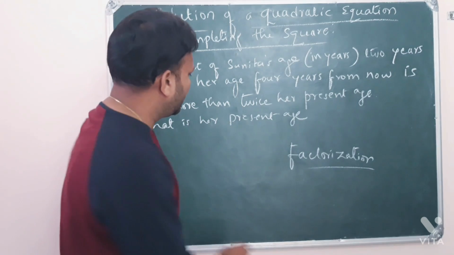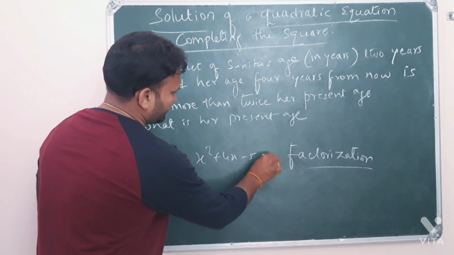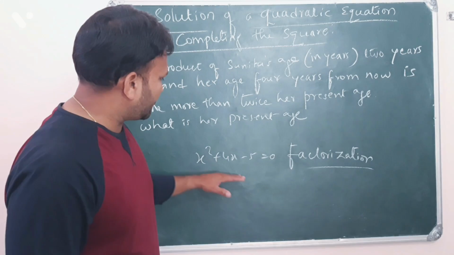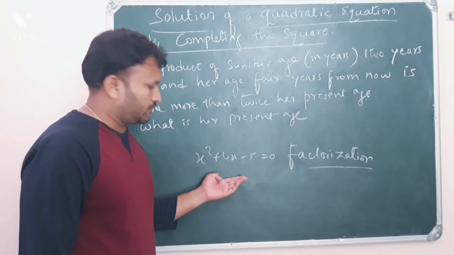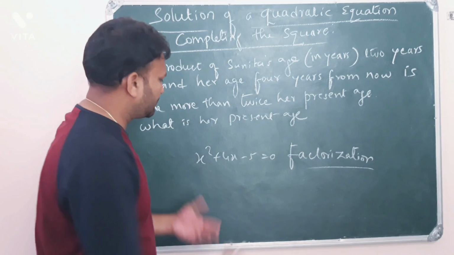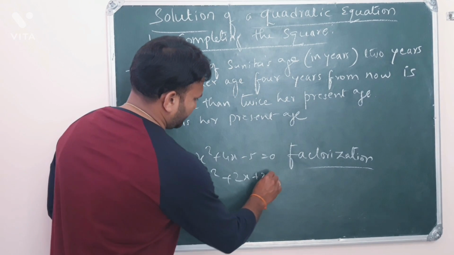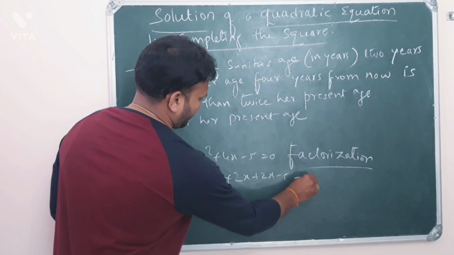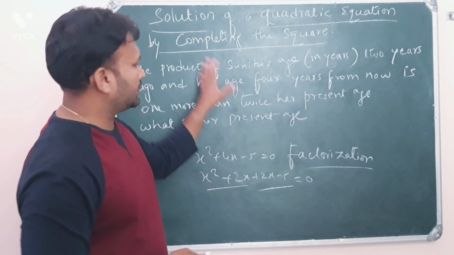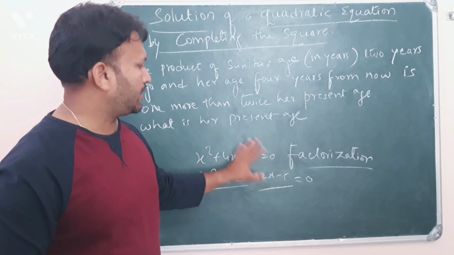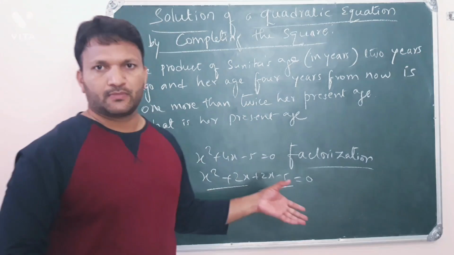Where the middle term, suppose x square plus 4x minus 5 is equal to 0, this is the quadratic equation. Then by the factorization method, we were finding the roots by factorizing the middle term, making two terms there. But this method is entirely different from the factorization method. Then what is this method? Let us see.